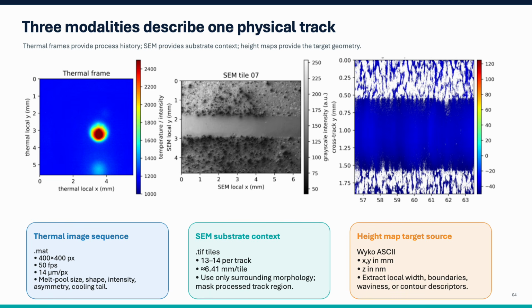The third modality is the Bruker or Veeco height map. It provides the post-process surface geometry and is used to extract the ground truth targets, such as local width, boundary position, waviness, or contour descriptors. Because these measurements come from different sensors and file formats, the key challenge is to align them in a physical space.